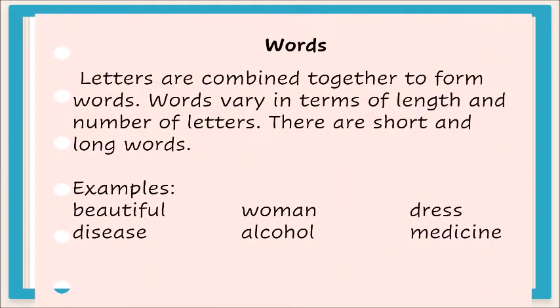Words. Letters are combined together to form words. Words vary in terms of length and number of letters. There are short and long words. Examples of words are beautiful, woman, dress, disease, alcohol, medicine.